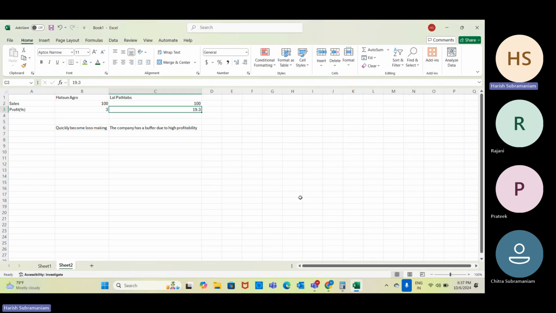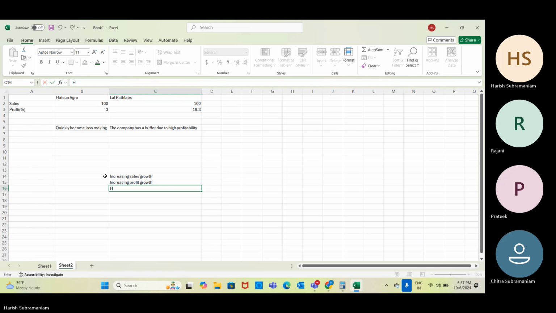So that is why if a company has a higher profit margin, that is actually a good thing for us in terms of investment, right? So today we learned three criteria in terms of investment. One is increasing sales growth, increasing profit growth, okay, and high profit margins.